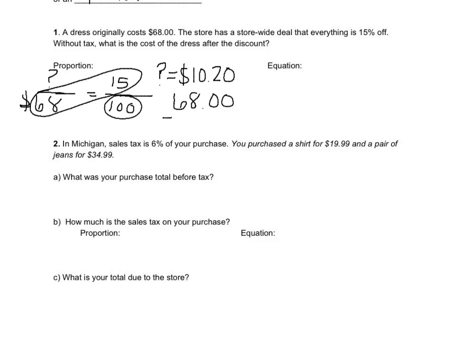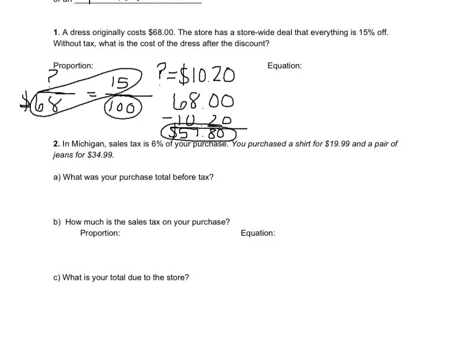We would need to subtract because this is money saved. So start with the original cost of $68 and take away $10.20 in order to get your final cost. I'm going to run out of room here, of $57.80. So this is your final cost.